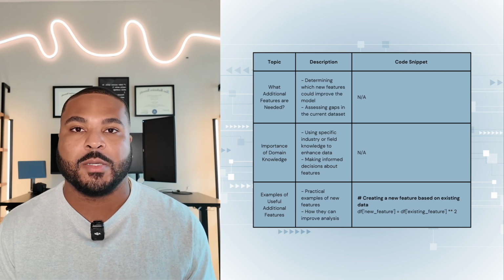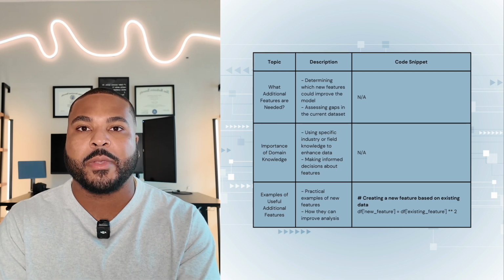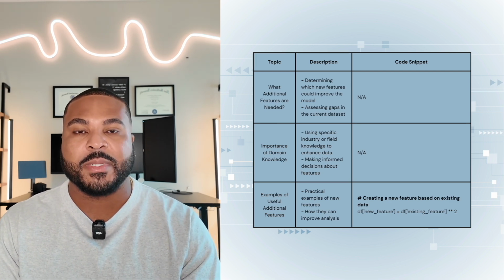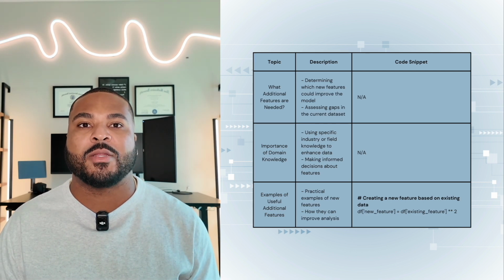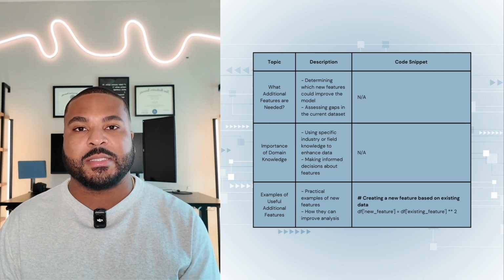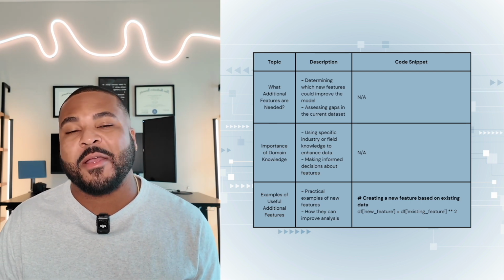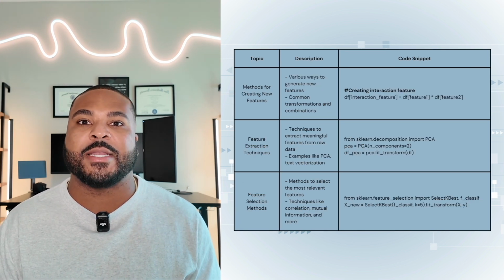On the screen is a code snippet to illustrate creating a new feature. In this specific example, we're creating a new feature by squaring an existing feature. This can sometimes help in capturing non-linear relationships in the data. By identifying and creating additional features, we can significantly enhance the data set, making it more informative and powerful for our analysis. Let's go over several methods to create new features.